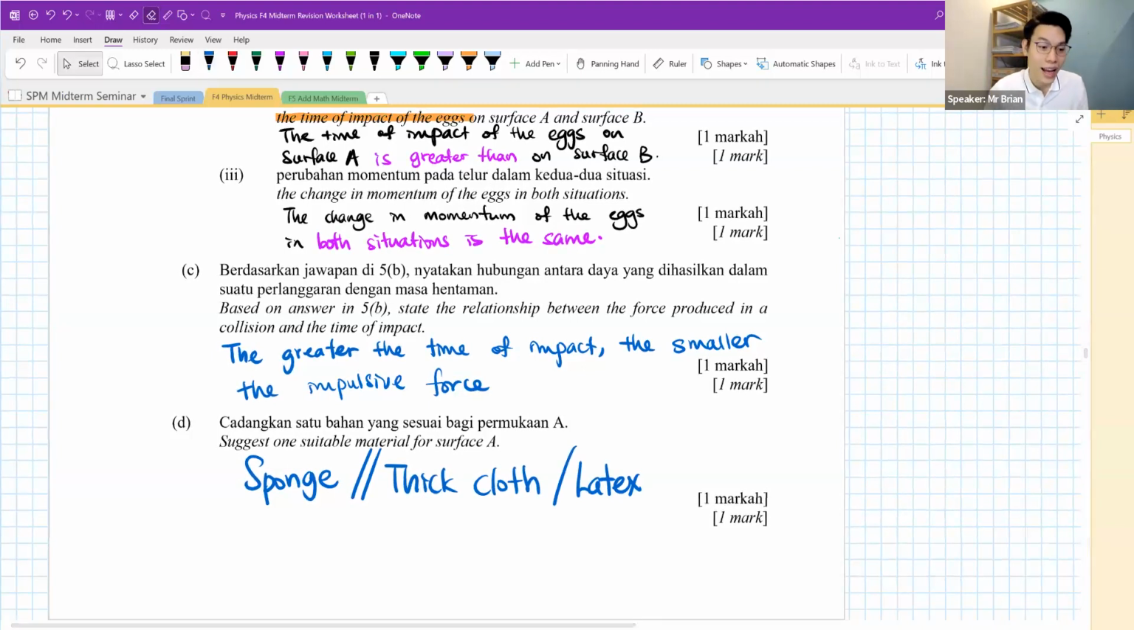I really hope I have enough time. What is the difference between impulse and impulsive force? Polystyrene is quite hard, no? Bubble wrap maybe can.